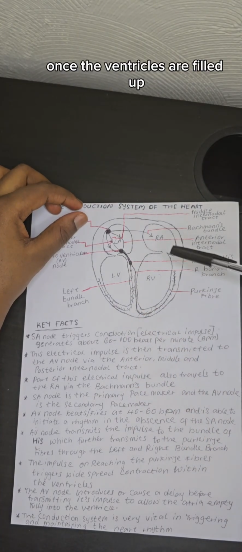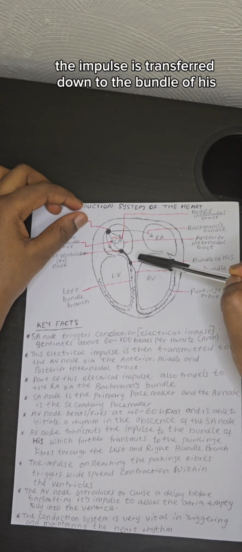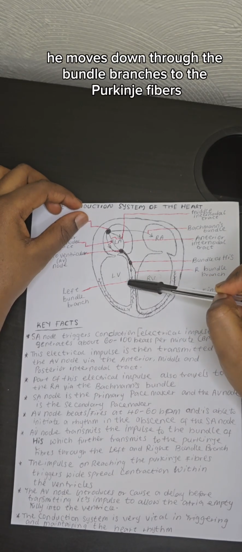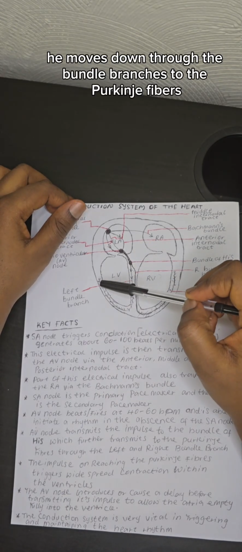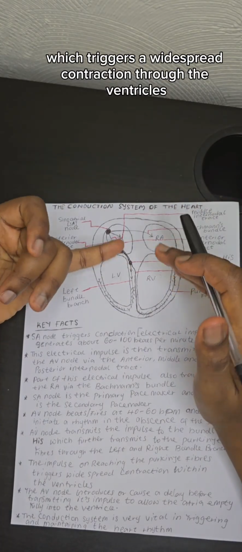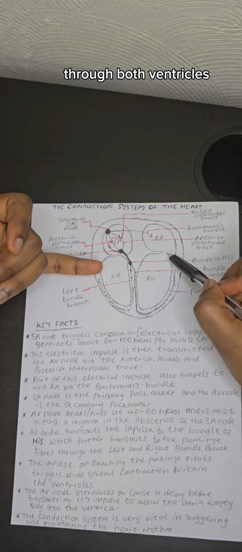Once the ventricles are filled up, the impulse is transferred down to the bundle of His. And from the bundle of His, it moves down through the bundle branches to the Purkinje fibers, which triggers a widespread contraction through the ventricles, through both ventricles.